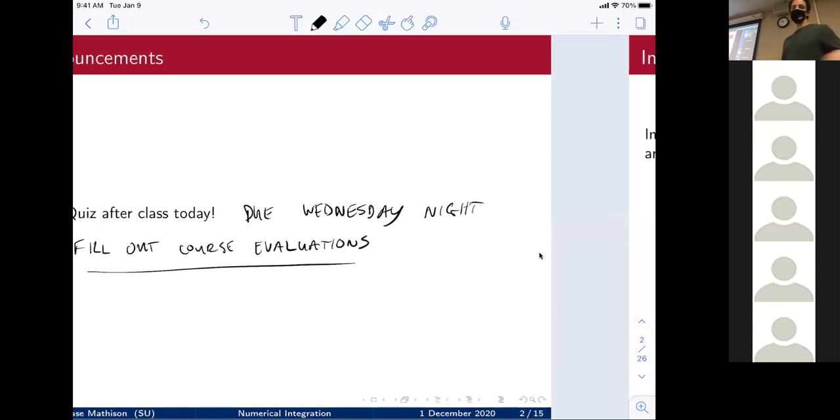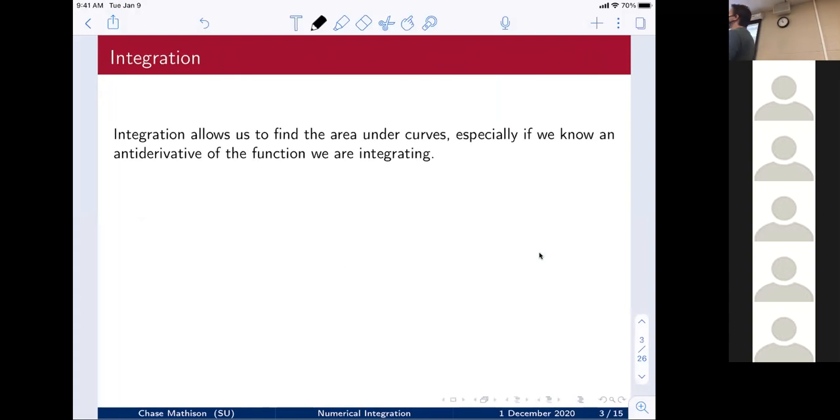All right, then let's get into it. So, integration. You guys have probably seen by now, hopefully you get the idea, that integration allows us to find the area under curves, right? Especially when you know an antiderivative of the function we're integrating.